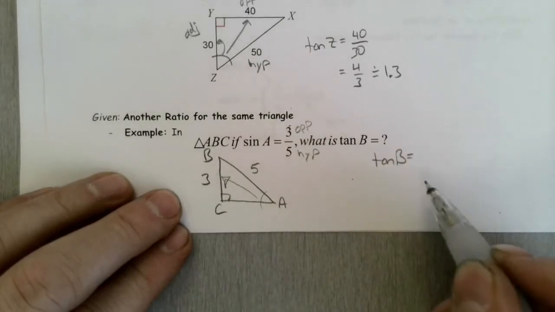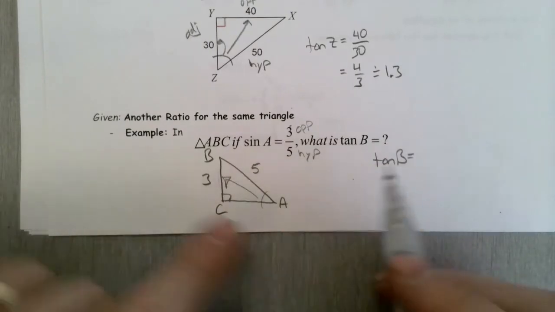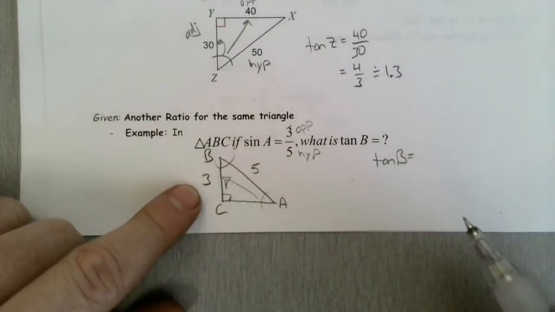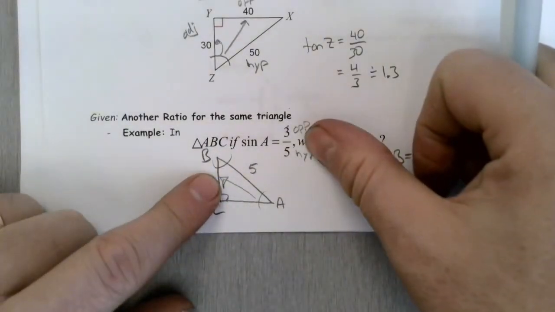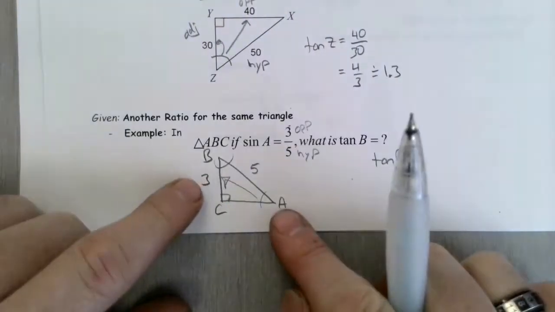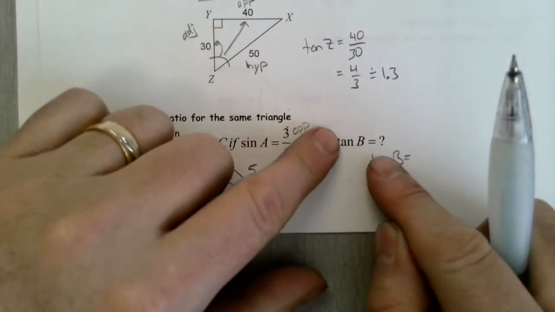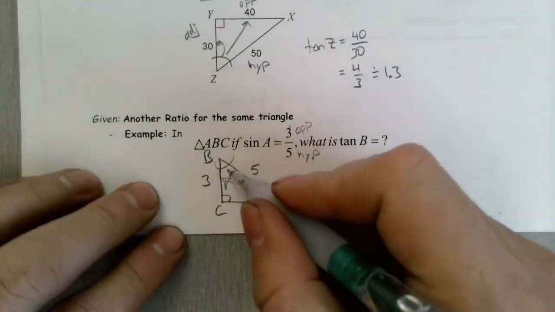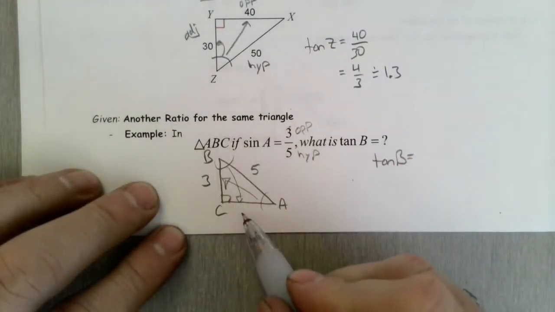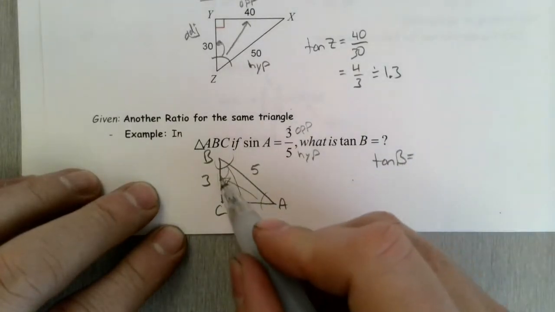Well, tangent of B, as soon as I switch to this angle being important, now all of a sudden B is the reference angle. So when I started the question, angle A was important. That's how I got my 3 and my 5. Now I'm switching my attention. My attention now goes to angle B, so B becomes the reference angle. So this side over here becomes the opposite. There's nothing there. I'm going to have to figure that out. And then the 3 becomes my adjacent.